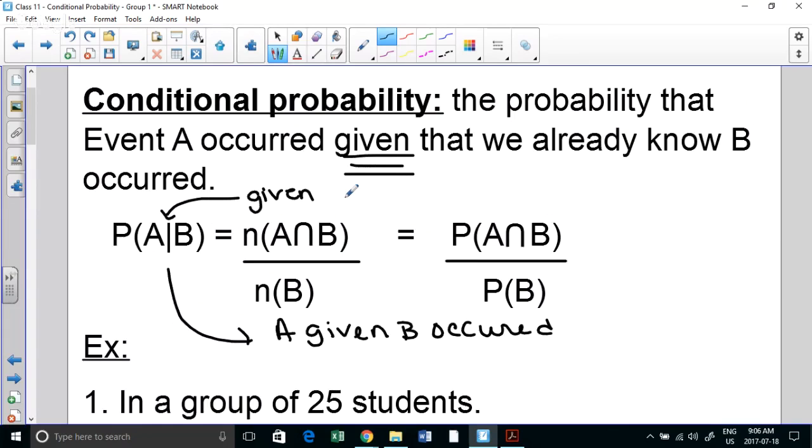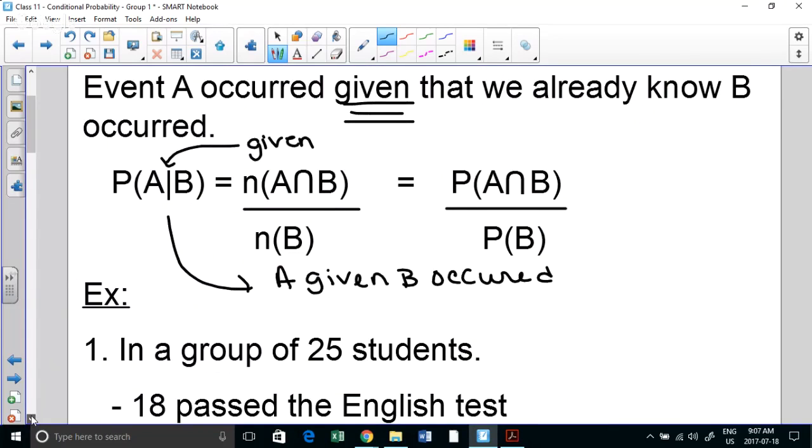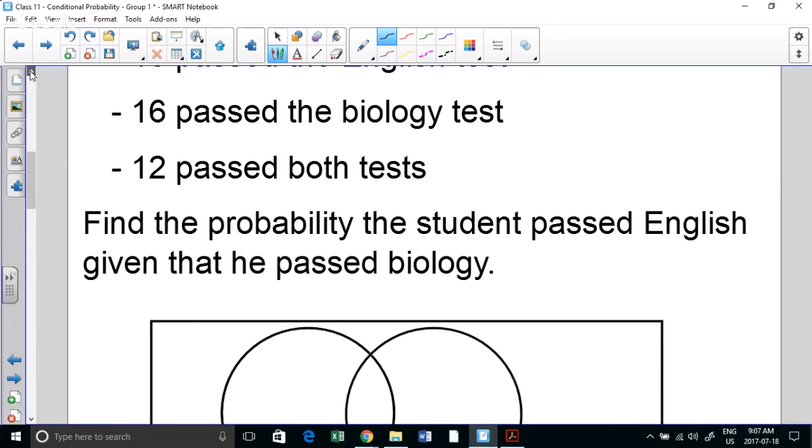We're going to do two different types of conditional probabilities. It's the same calculation, but depending on how the information is presented to you, either you're going to use a Venn diagram or you're not. And this is often a part A question. Your first thing you're going to do is fill out the Venn diagram based on the information you're given.